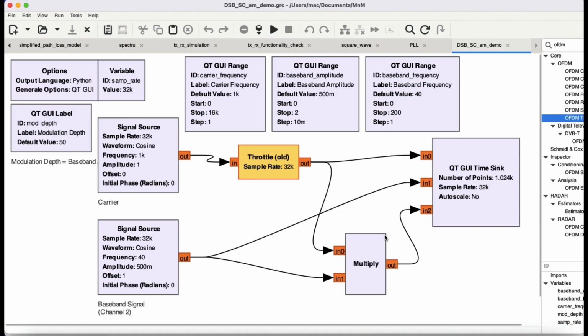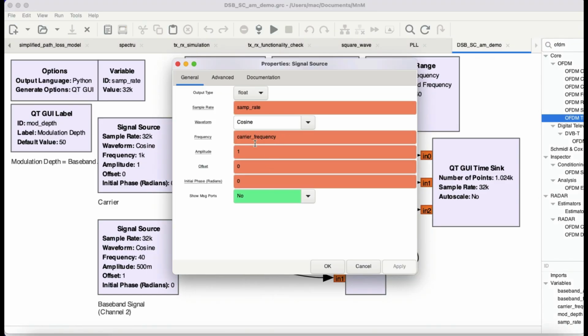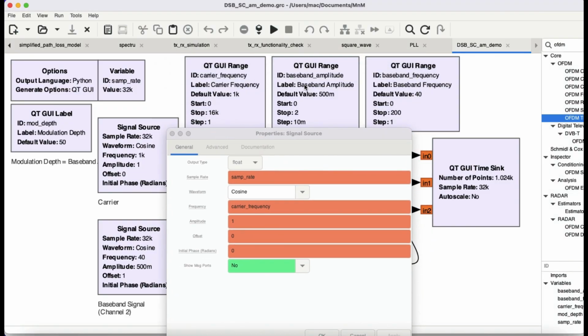So the idea is basically this: every time you're modulating something, you have built-in modulators which are available in GNU Radio, but at the same time you can also think of modulation as being a multiplication process, and this is exactly what we're doing here. For example, I have taken a signal source that is cosine, and that has a center frequency. The center frequency is controlled by a GUI range slider that has a frequency range from 0 to 16 kilohertz. That is being controlled by this carrier frequency. You can change that using a range slider.